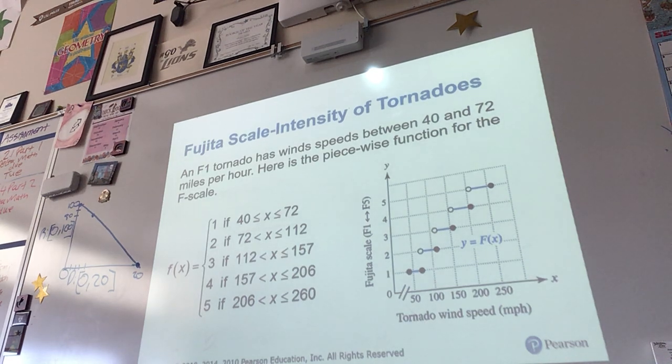So, this is a basic kind of piecewise function. It's called a step function. You're at the same y value, and then once you get to a certain x value, you jump up to the next level. Your letter grades in school are based on this.